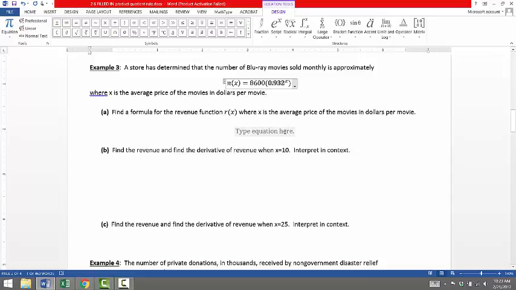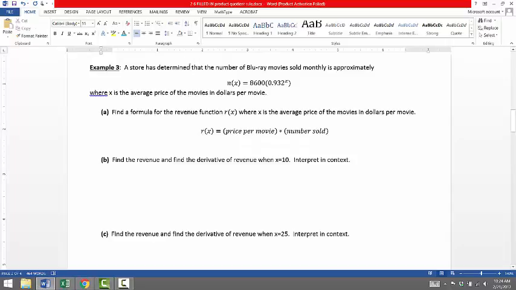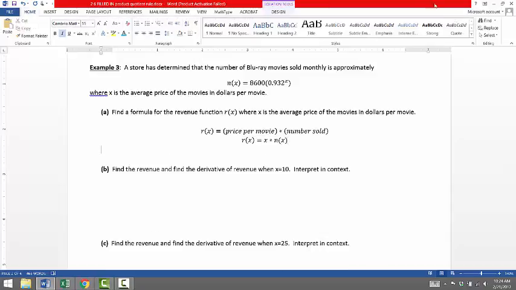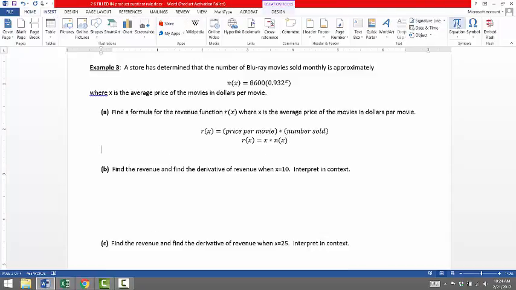Part A says find a formula for revenue. So we know revenue is price per movie times number sold. And so we know in this case we have a function here for the number sold, and we know that X stands for the average price per movie. So our function for revenue would be X times N of X. And we can then actually write the formula of that function, R of X. R of X is X times 8,600 times 0.932 raised to the X.